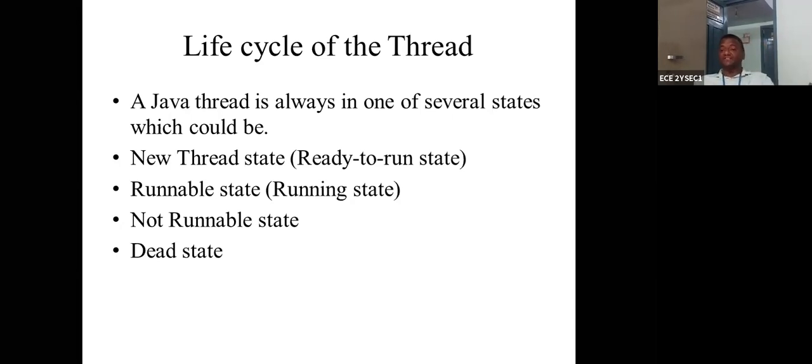So what are the stages of the thread? I repeat, a thread is a program. A program can perform one task. So to perform one task we require a program. That program is nothing but a thread. So what are the different stages of the thread? That is called the life cycle of the thread.